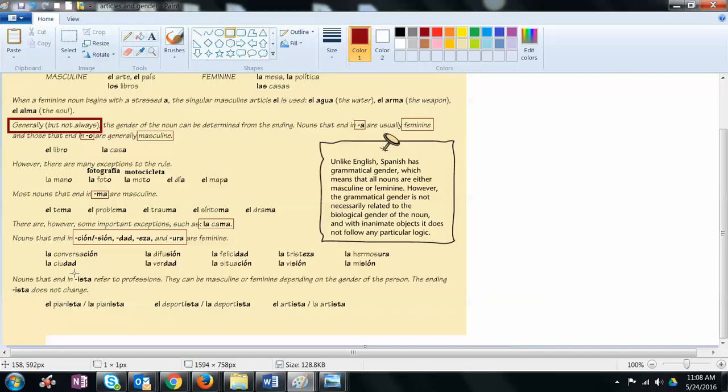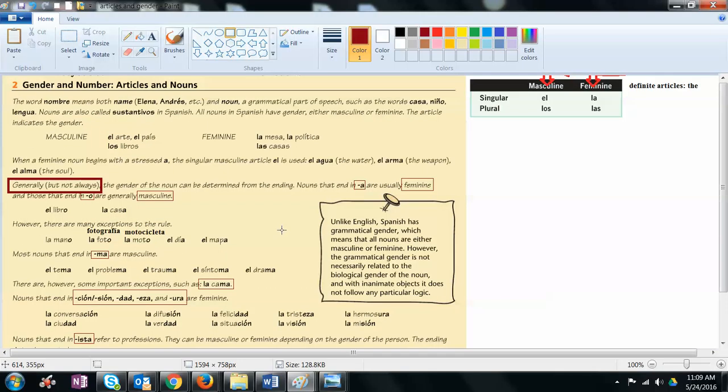Ista, because it's used on the endings of nouns that refer to people, can be both masculine or feminine depending on who the person is. So if it's a boy who's a pianist, it's going to be el pianista. If it's a girl who's the pianist, it's going to be la pianista.